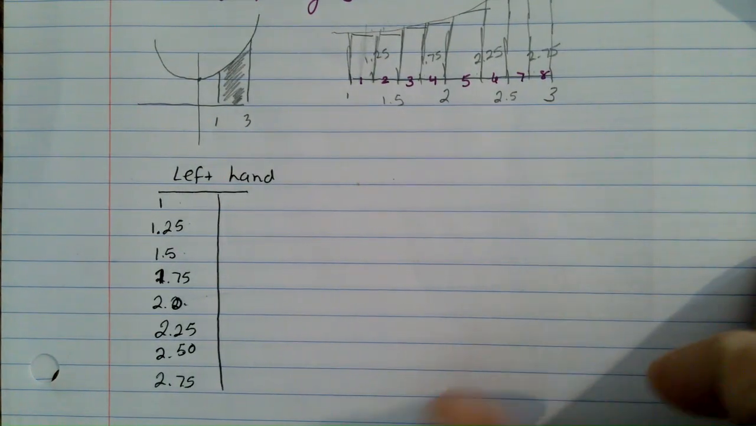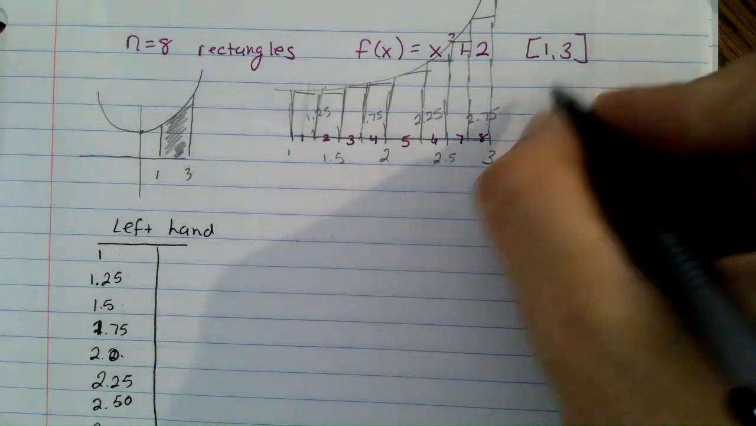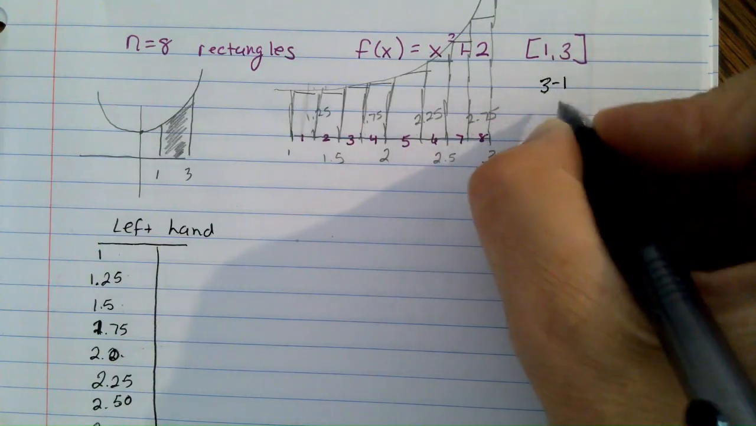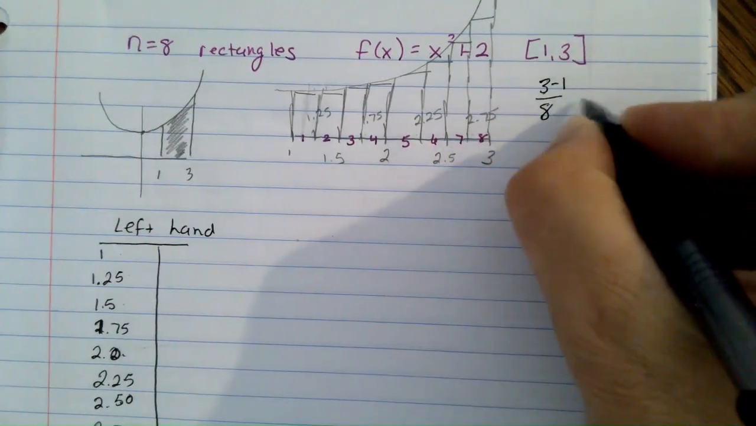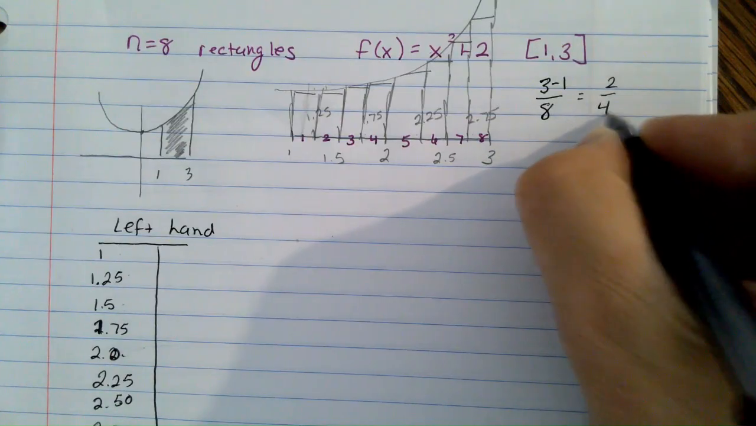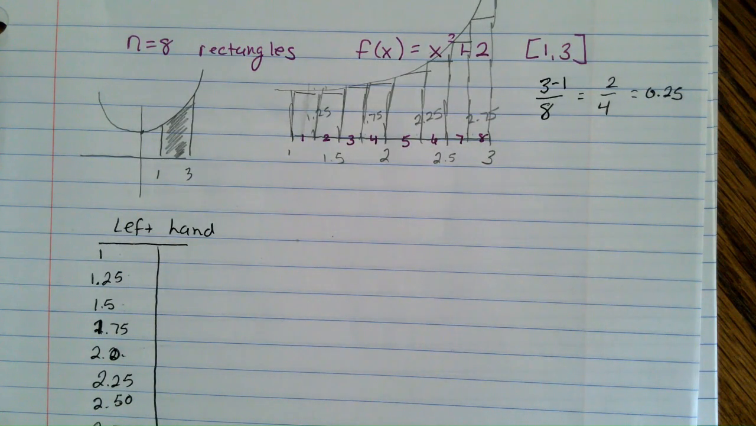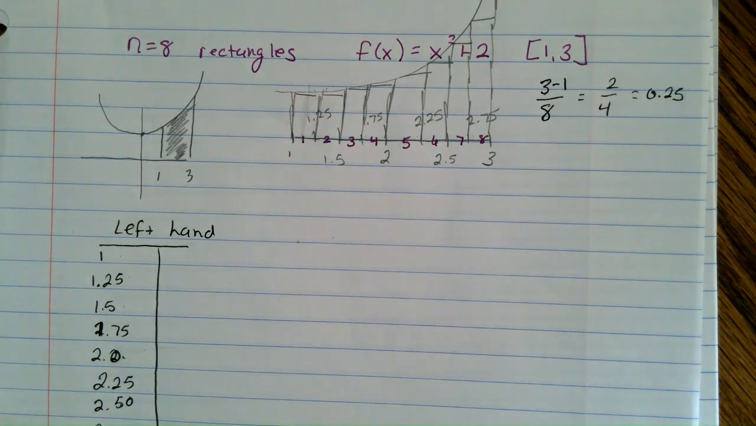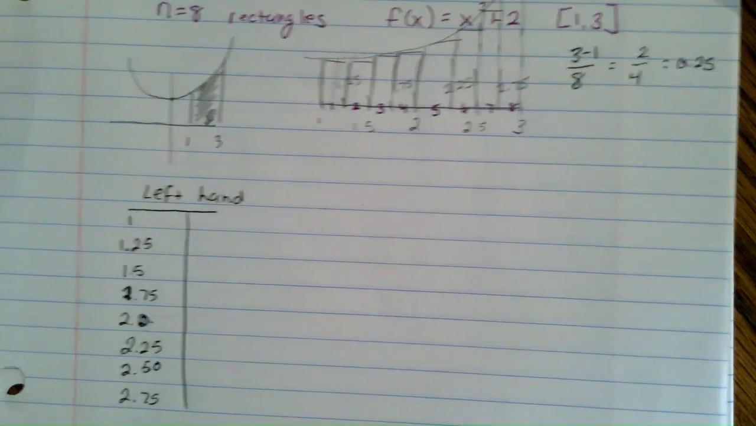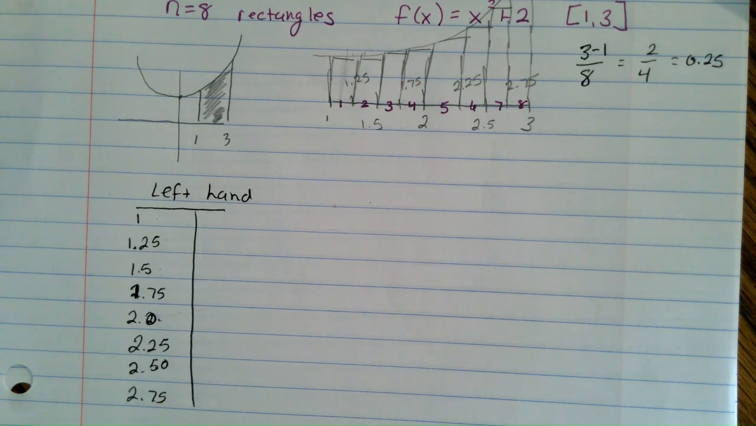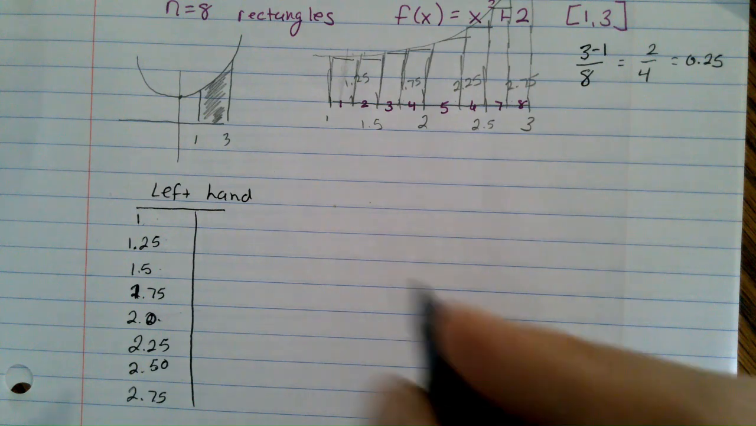Okay, now how did I get that 0.25? Well, b minus a divided by n. That's the other way you could have gotten it. Do you have to draw out the number line each time and split it up? No. Was it a great visual? Absolutely.